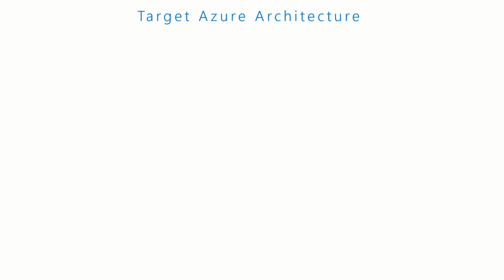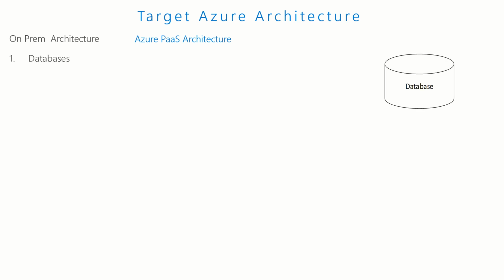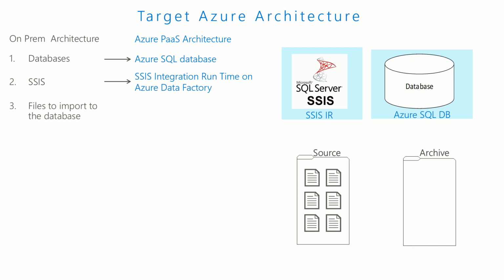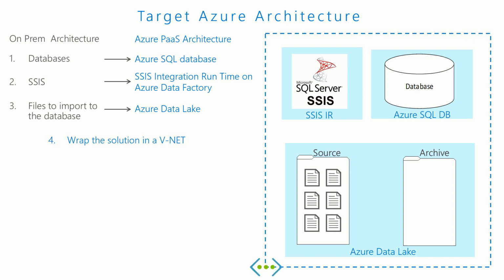So what will our target architecture in Azure look like? We will move our databases to Azure SQL Database. We will move SSIS to the SSIS Integration Runtime on Azure Data Factory. All the flat files we need to import, we will move those to Azure Data Lake. And then just for good measure, we are going to wrap this whole solution in a virtual network.